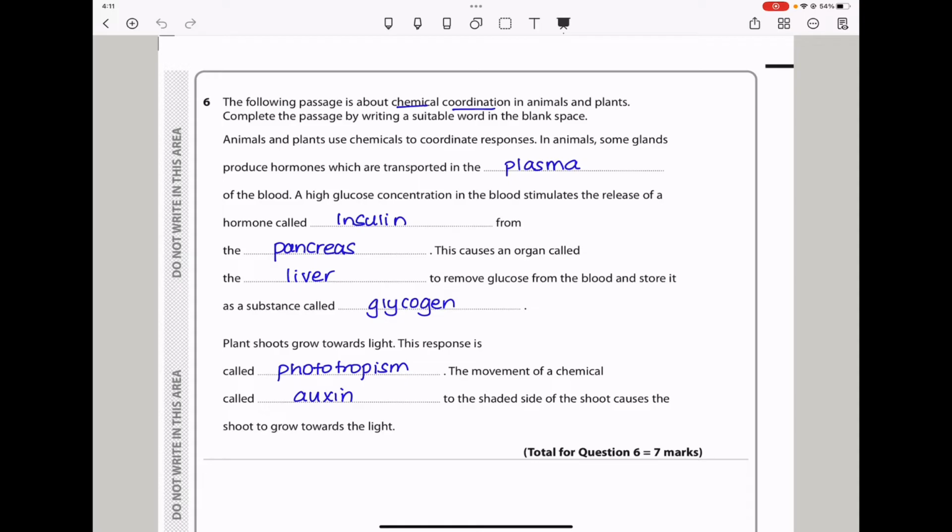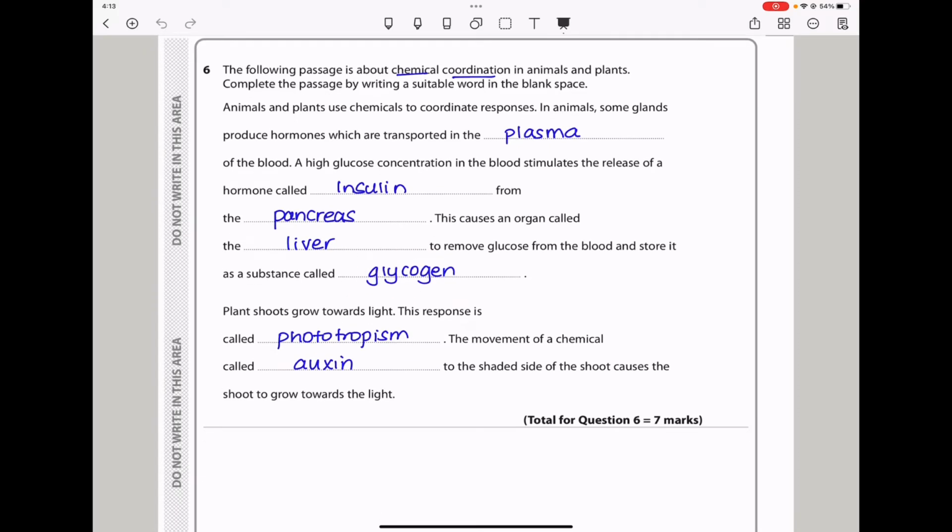Question 6. The following passage is about chemical coordination in animals and plants. Complete the passage by writing a suitable word in the blank space. Animals and plants use chemicals to coordinate responses. In animals, some glands produce hormones which are transported in the plasma of blood, because this is plasma within the blood. A higher glucose concentration in the blood stimulates the release of a hormone called insulin. This is due to higher concentration of glucose from its release from the pancreas, and this causes the organ called the liver, or you could say the muscles, to remove glucose from the blood and store it as a substance called glycogen.